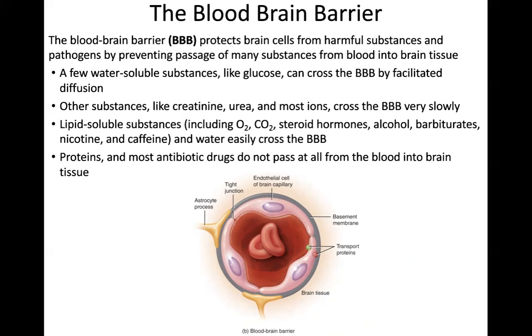But proteins and most antibiotic drugs actually do not pass from our blood into brain tissue.